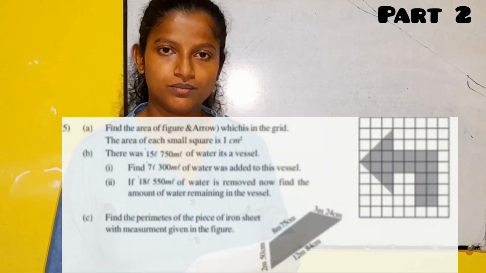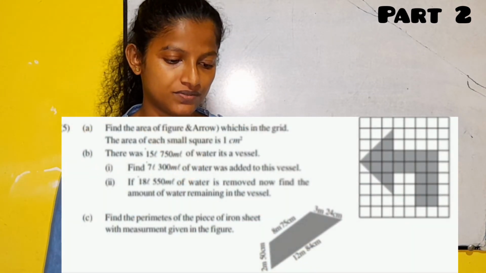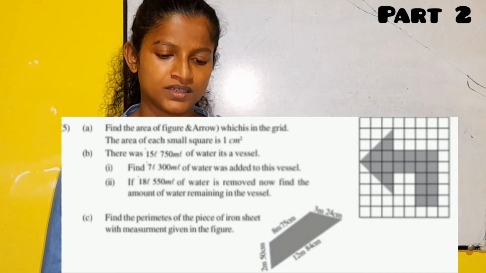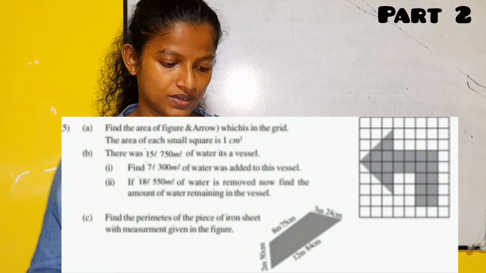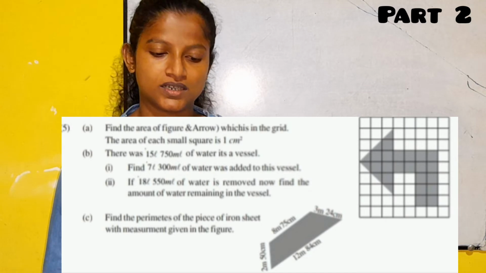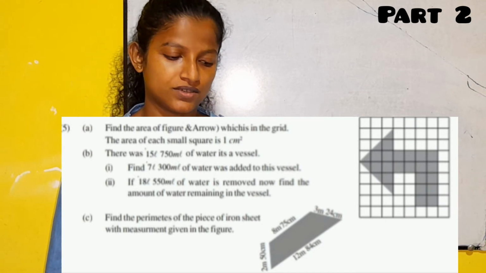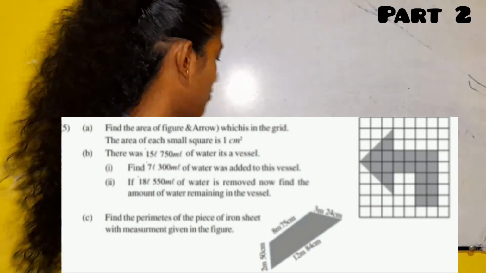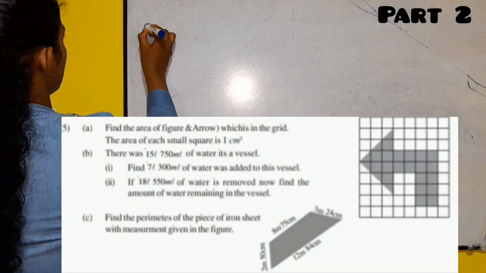Question number 5, B part. There was 15 liters, 750 milliliters of water in a vessel. First question, find the total if 7 liters 300 milliliters was added to this vessel. So you can take the answer.